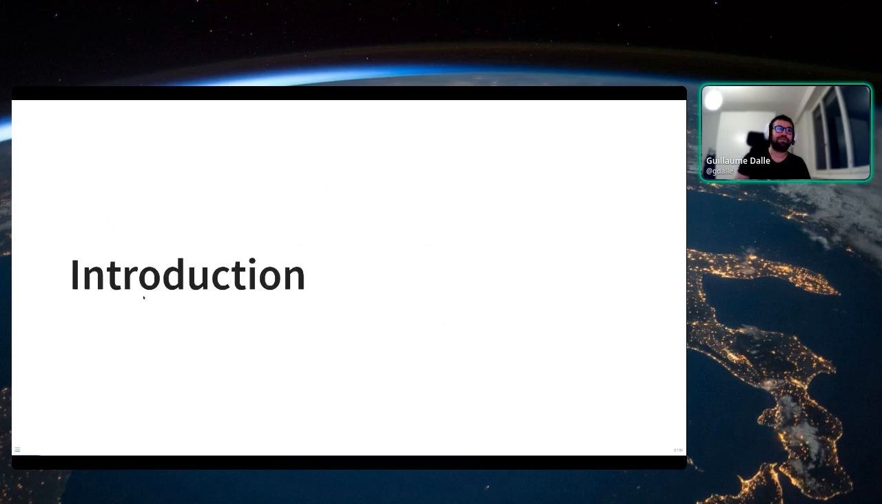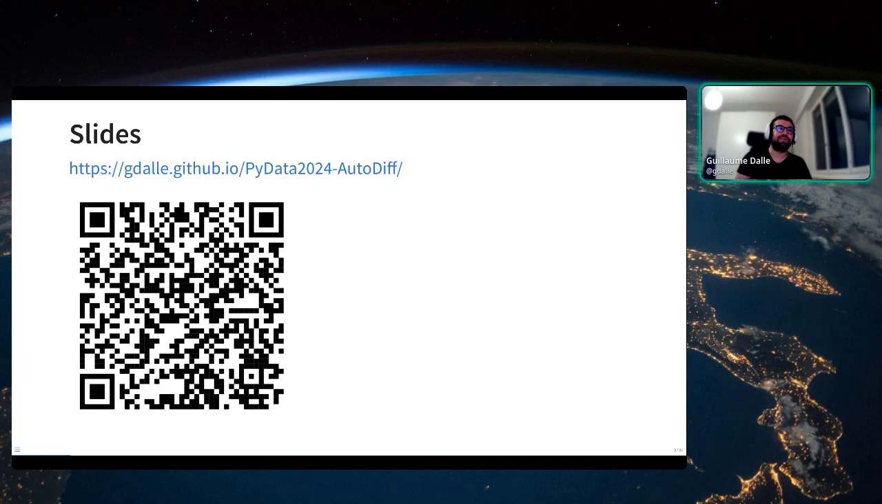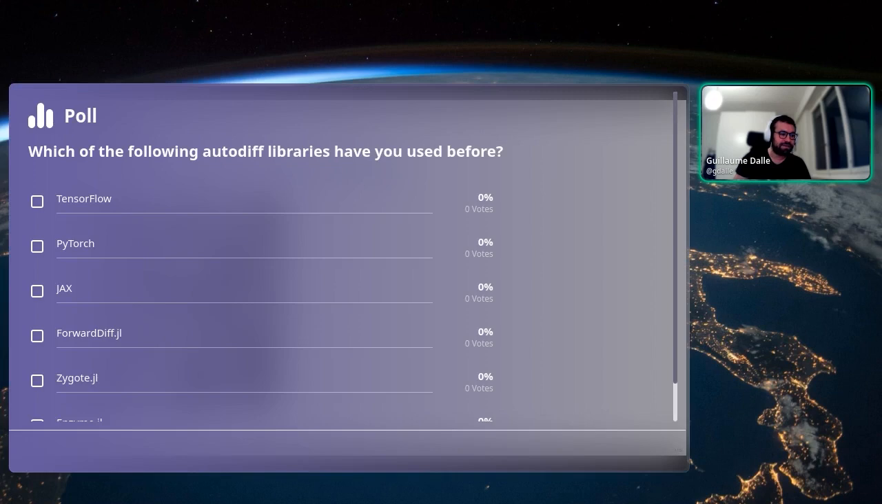So first of all, you can find the slides here on my website, gdal.github.io/pydata2024-autodiff, or you can just scan the QR code. And while people maybe do that, I'm going to try this. So there's a poll asking you which autodiff libraries you've used before, and I guess we'll see if this thing works. Please don't make me feel alone.